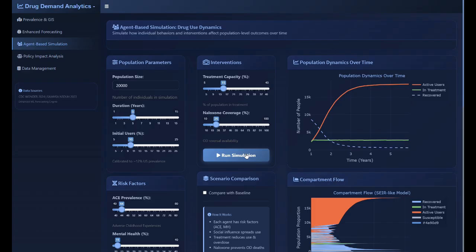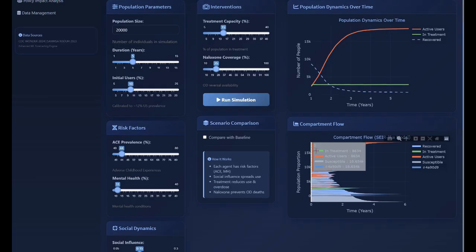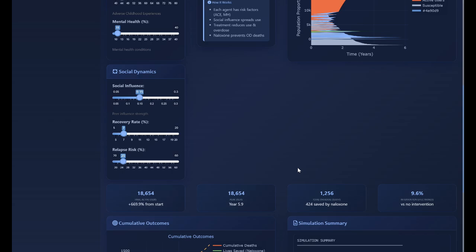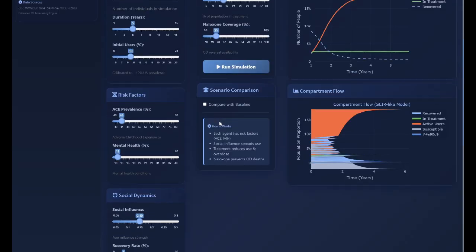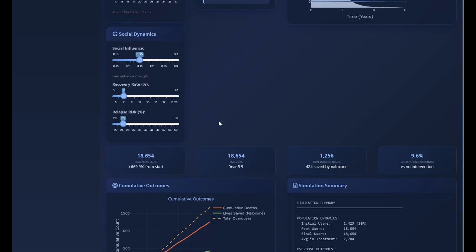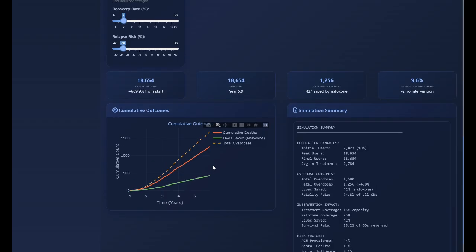We run the simulation and then it shows what happens over time in terms of the number of people that have access versus active users, the compartment flow, right? Looking at those that are recovered in treatment, active users, those that are susceptible. And then we could run various other levers to see what would happen in terms of lives saved.